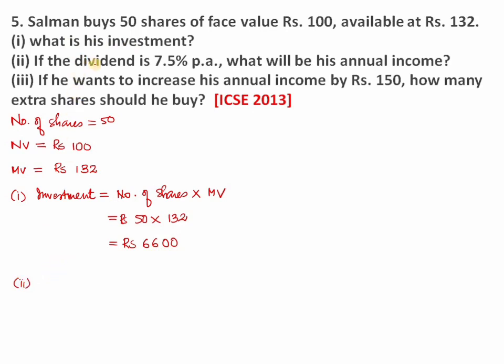Yes, so it says dividend percent is 7.5%. So let me first write it. So dividend percent is given to be 7.5%. Yes, now you're asked to find the annual income. Now what is the other word for annual income? Annual income is nothing but the dividend. Yes, okay, so we will write therefore the annual income.